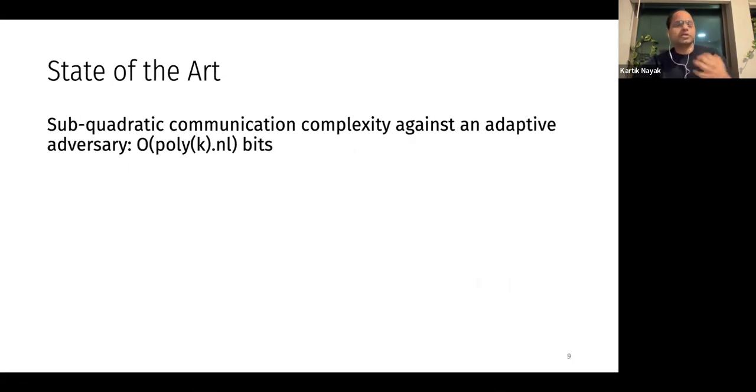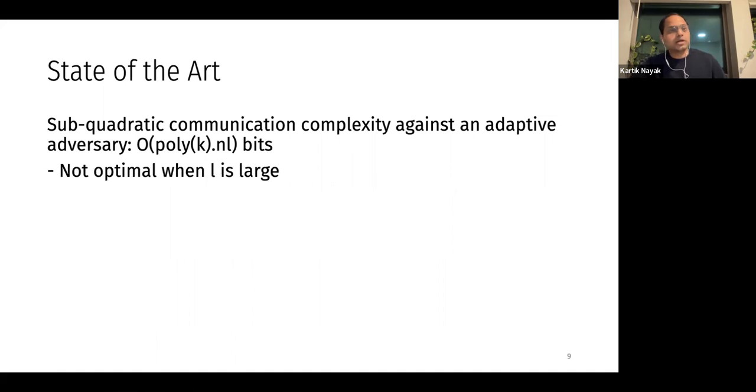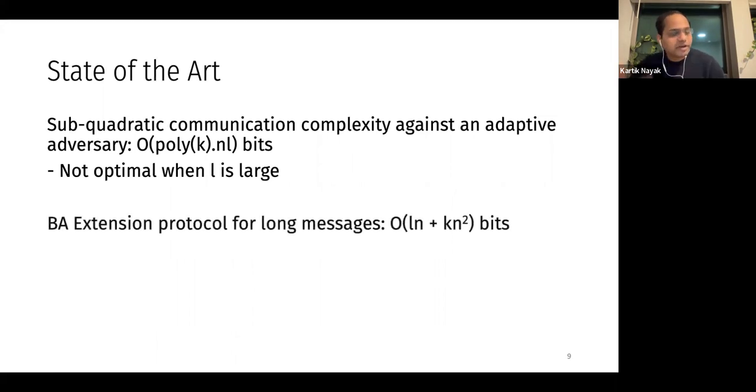So what have we learned? Here's what the state of the art looks like. On the one hand, you have subquadratic communication complexity protocols under adaptive adversaries, which require sending Ln poly kappa bits. This is not optimal when L is very large. On the other hand, we have BA extension protocols specifically designed for long messages, where the communication complexity is Ln plus kappa n squared bits. When L is very large, the kappa n squared actually gets folded into Ln. But when L is large, but not that large, this is not optimal.